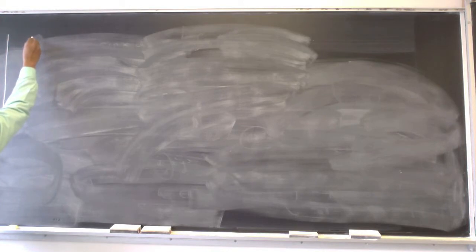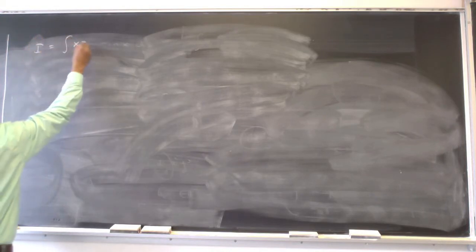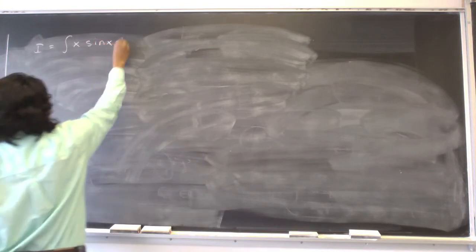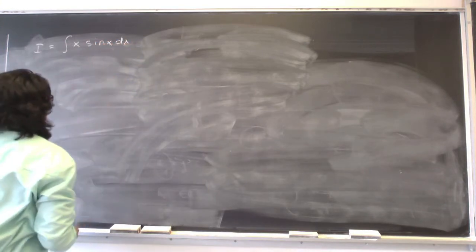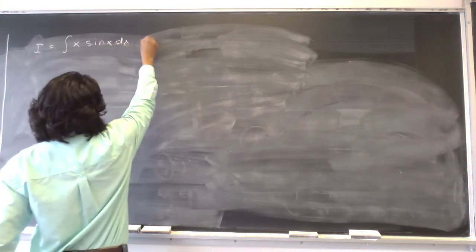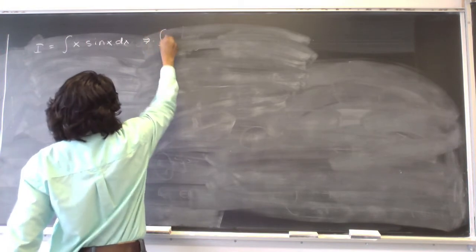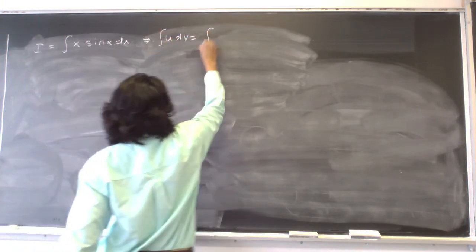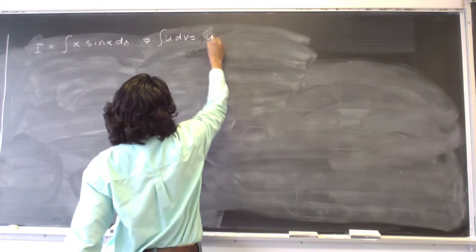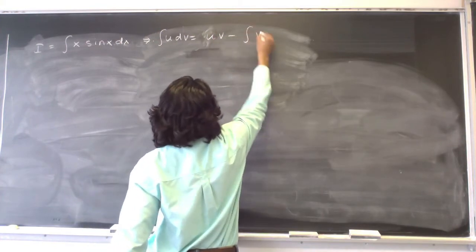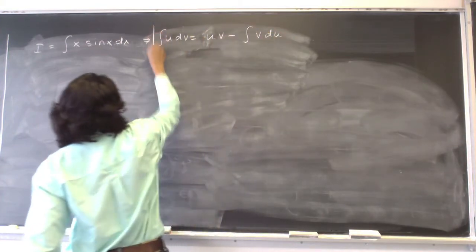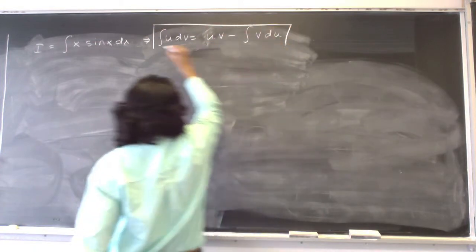Suppose we are supposed to find the integral of the product of x times sine of x dx. Okay, and we rewrite this formula here. The integral of u dv is equal to uv minus the integral of v du. Right? So this is a formula never to forget.